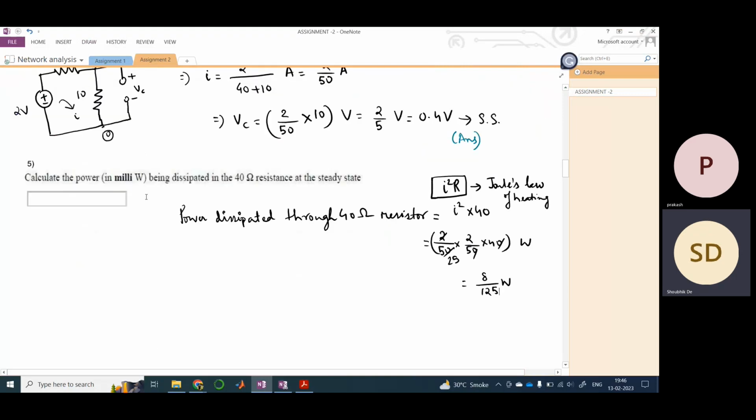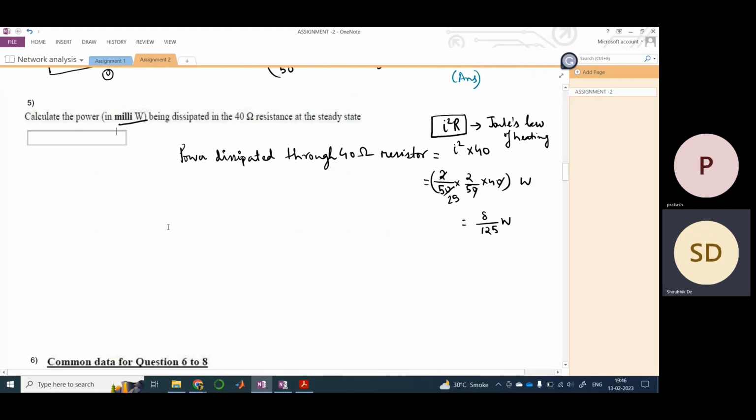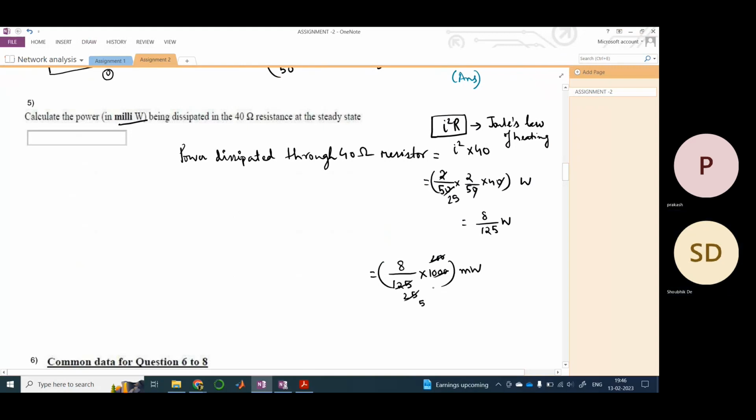And they have told us to find the power in milliwatts. Please always note this fact. I have told you the importance, because this is not an MCQ question. You have to type the answer here. So in order to convert this into milliwatts, we need to multiply it by 1000. Pretty simple, right? So this would be 8000 by 125, which is 64 milliwatts. This is the answer to the question.